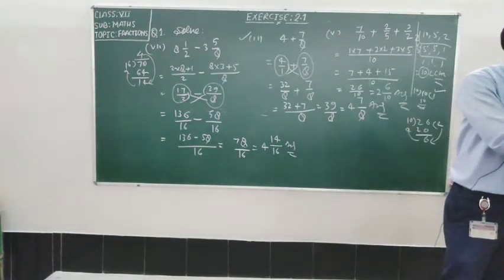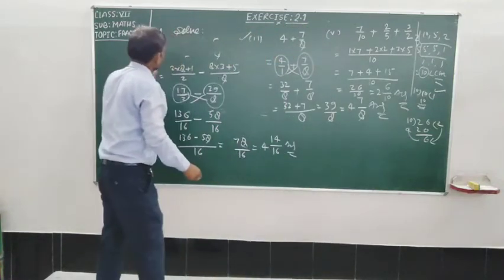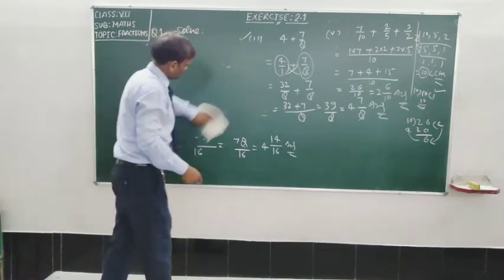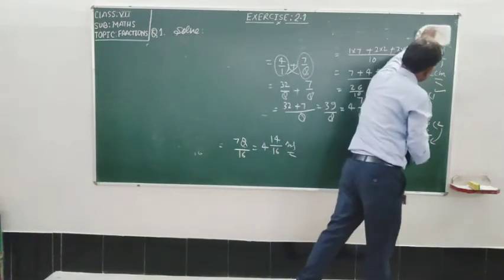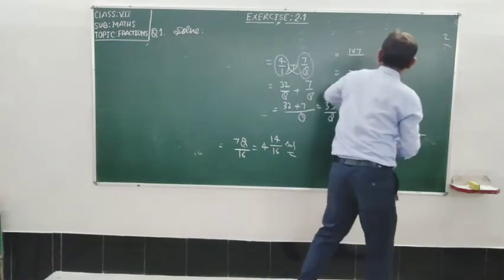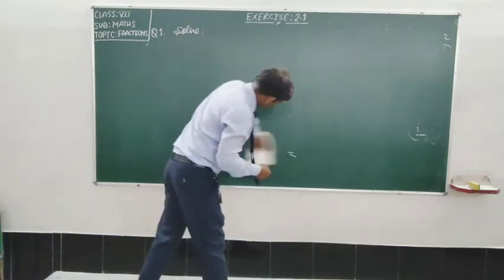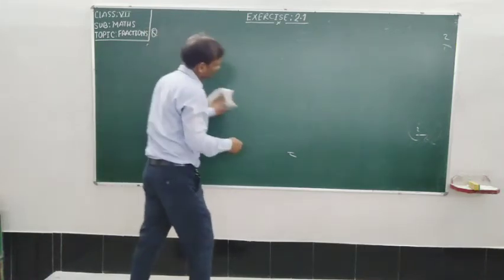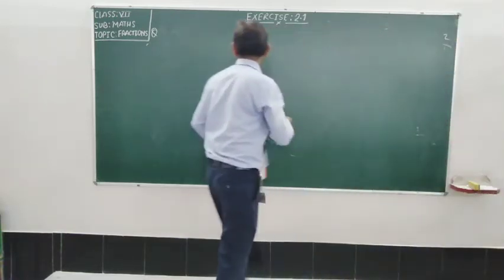Question number 2. Arrange the following in descending order. Student, I'm erasing it. Question number 2 is saying student, arrange the following in descending order.